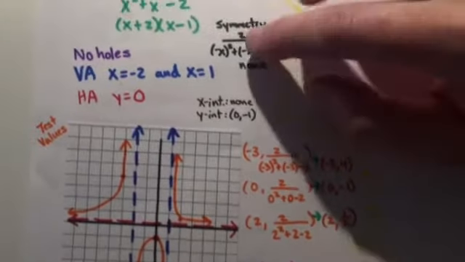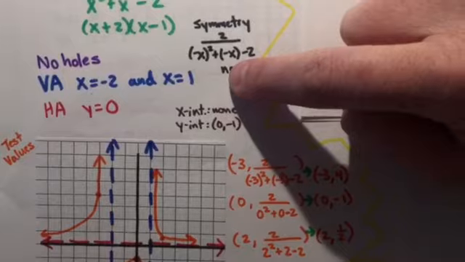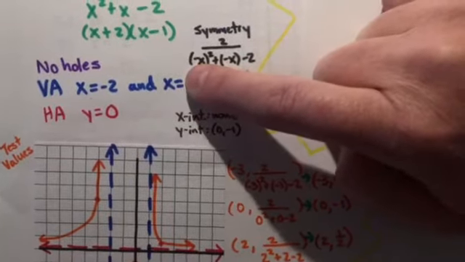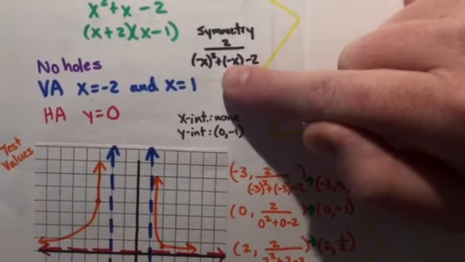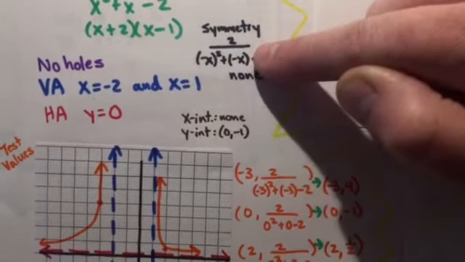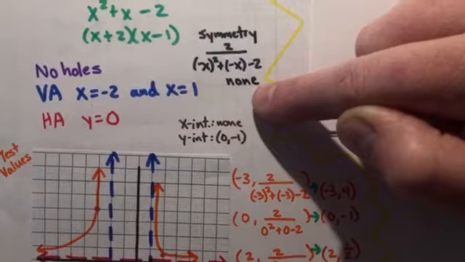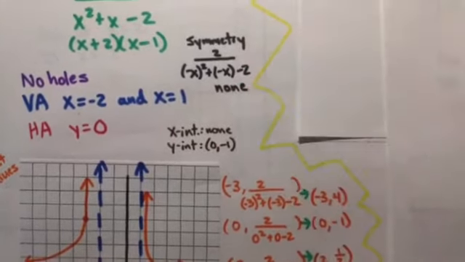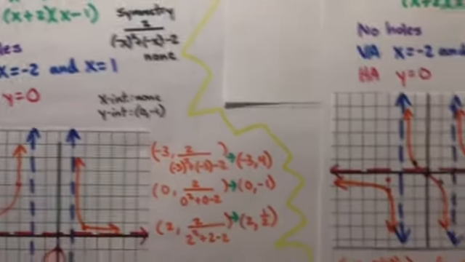And then for symmetry, I plugged in negative x. This sign would stay the same, this one would change, and this one would stay the same. So it had to be no symmetry because some signs changed, but not all or none. So no symmetry. Now let's look at this third example, which had something different about it.